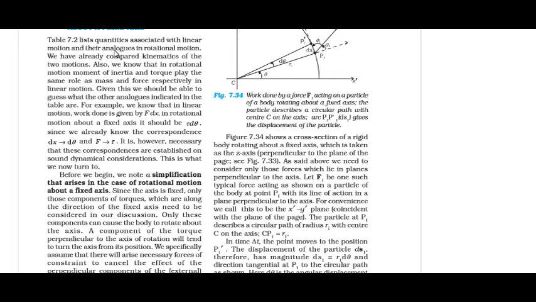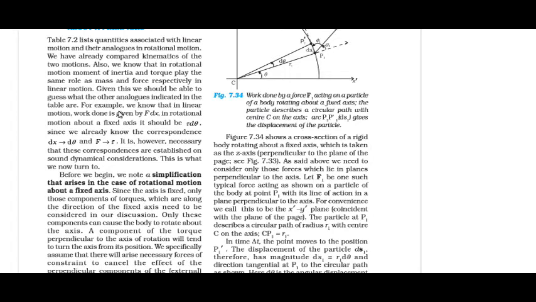Table 7.2 lists quantities associated with the linear motion and their analogues in the rotational motion. We have already compared the kinematics of the two motions. Also, we know that in rotational motion, moment of inertia and torque play the same role as mass and force respectively in the linear motion. Given this, we should be able to guess what the other analogs indicated in the table are.